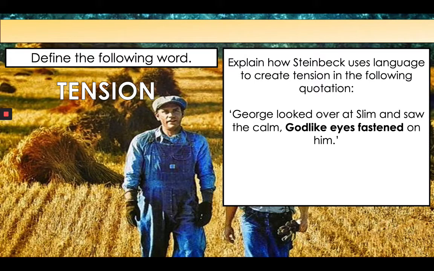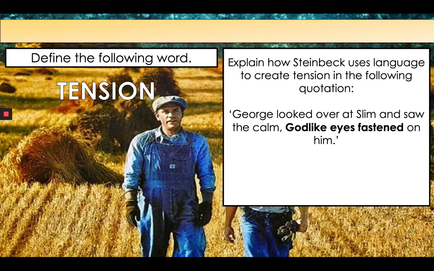very powerful. But also the fact that his eyes fasten on him, they're almost attaching to him, also emphasises that sense that perhaps he can tell something about George that other people can't. So all of that could lead into creating tension.